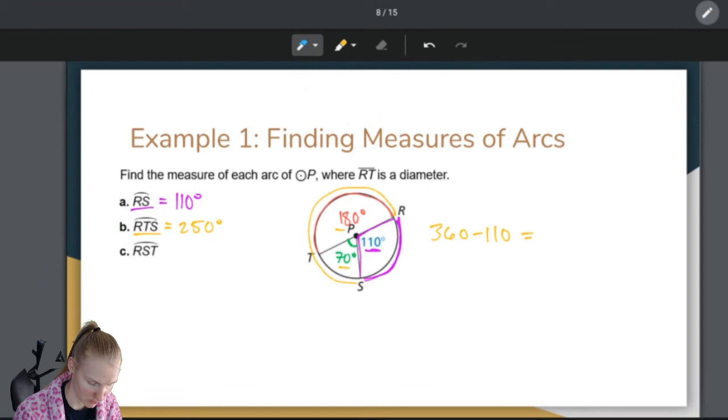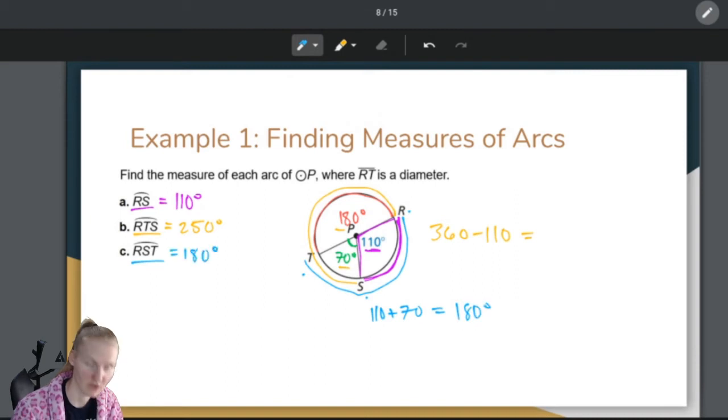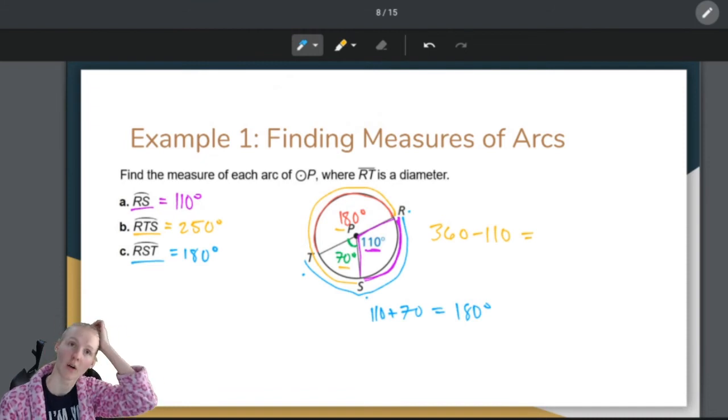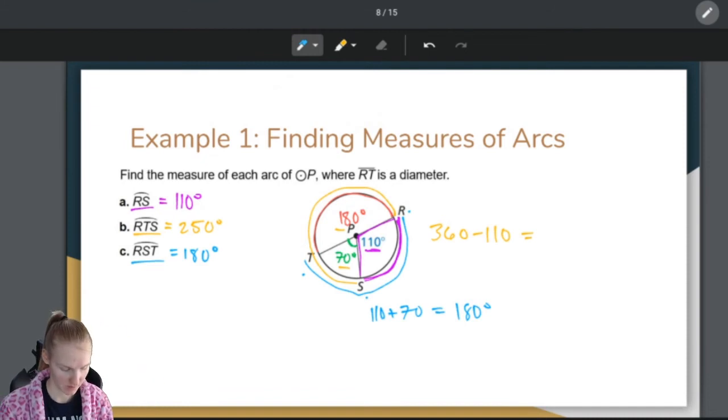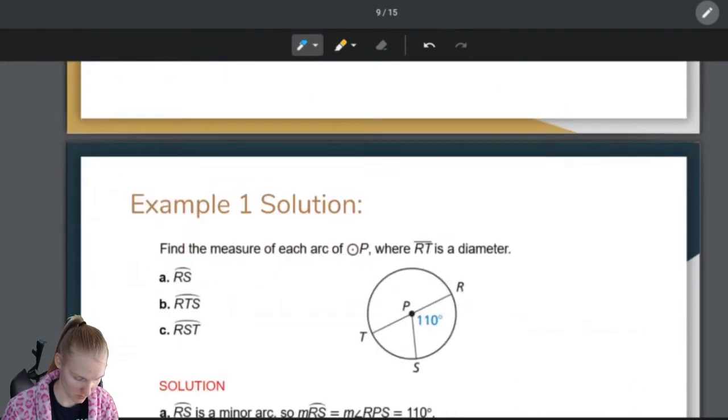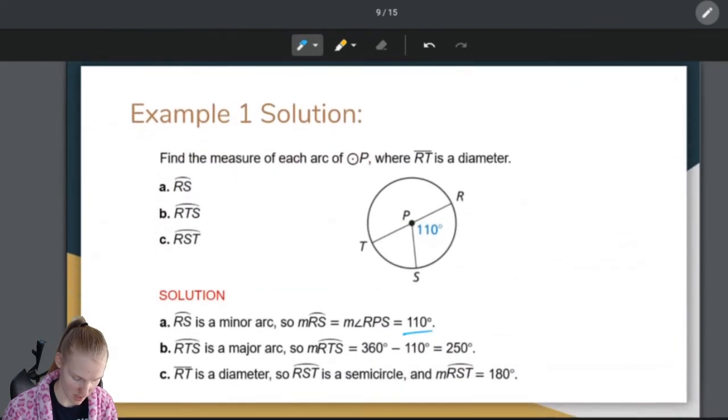Okay, last one, RST. This is what we were talking about. Now I'm going to go in this order, RST. And that is 110 plus 70, which is 180 degrees. Don't forget your units. Degrees. Alrighty. Perfect. Let's check our work, make sure we were right. 110.